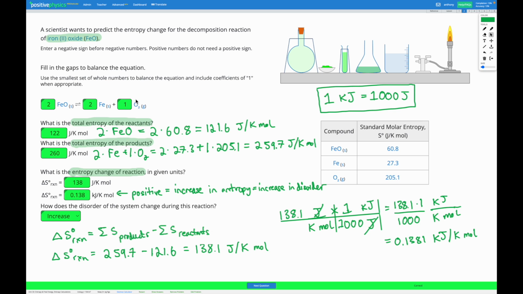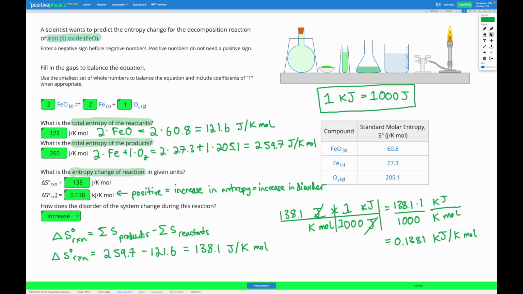So in this skill, we've got 3 steps. Firstly, we're balancing our equation. Again, if you need more practice on that, go back to the balancing equations unit. Next, we're going to calculate the total entropy of our reactants and products by adding them up for each of our compounds in the reactants and products from the table. Then we're going to calculate our entropy change of reaction using our entropy change of reaction equation, so taking the total entropy of the products and subtracting the total entropy of the reactants. We're also going to need to convert that into kilojoules per Kelvin mole.